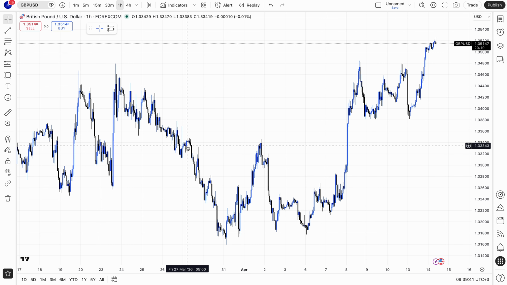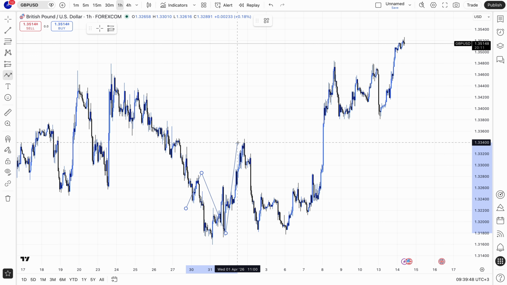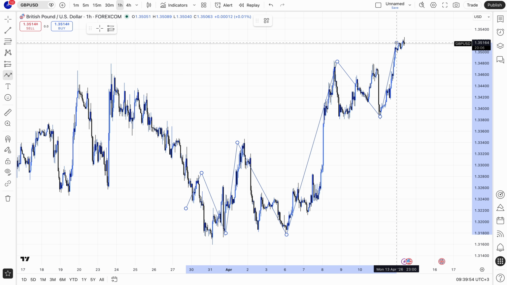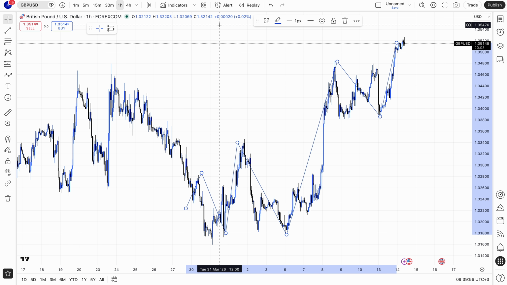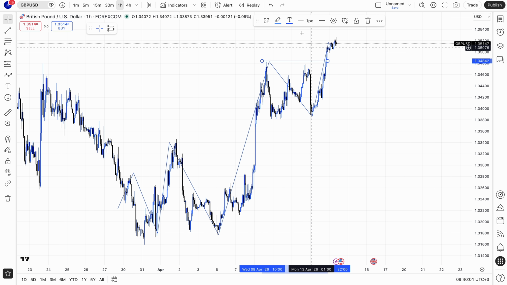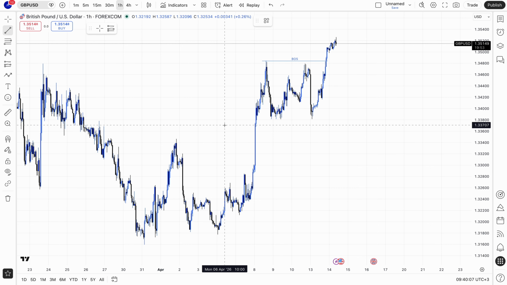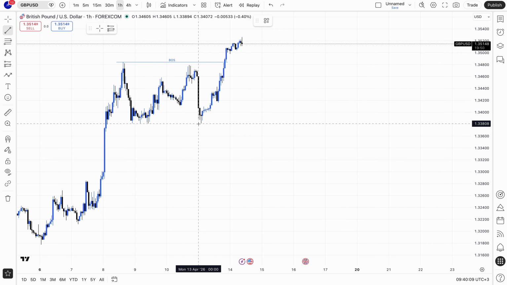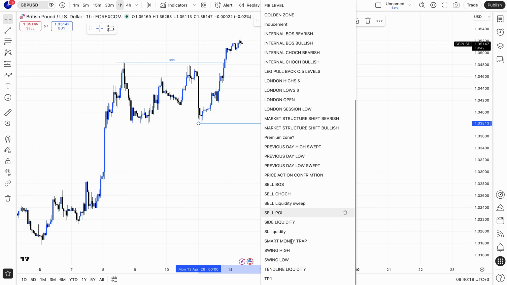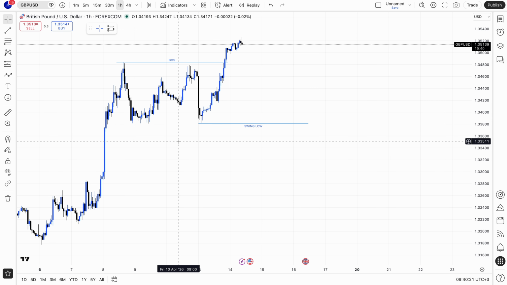So if you look here closely, you can understand that we had our break of structure to the upside, a continuation break of structure to the upside, another continuation break of structure to the upside. So external structure, the market is moving up, and this is our last break of structure to the upside. Okay, our last break of structure to the upside, and this is our external swing low.